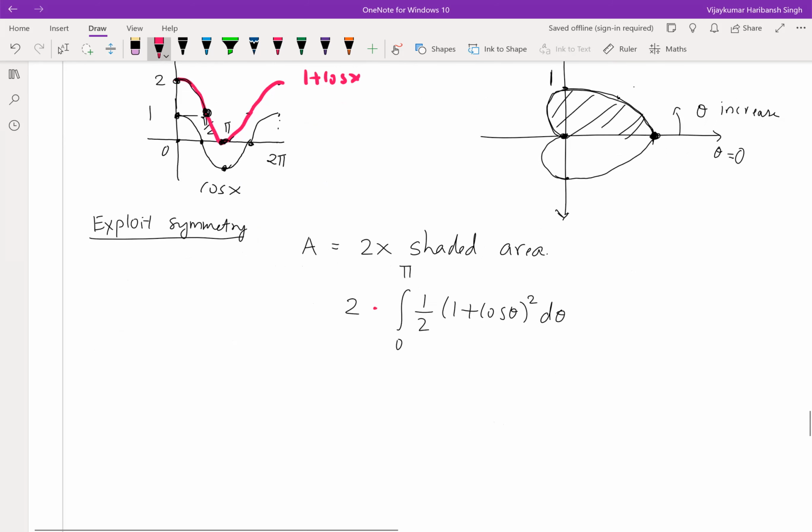Now our problem has simplified to finding the integral given by the following. So that 2 and 1 half can cancel each other. You get the integral from 0 to pi of 1 plus cos theta the whole square, which is going to be 1 plus cos square theta plus 2 cos theta d theta.